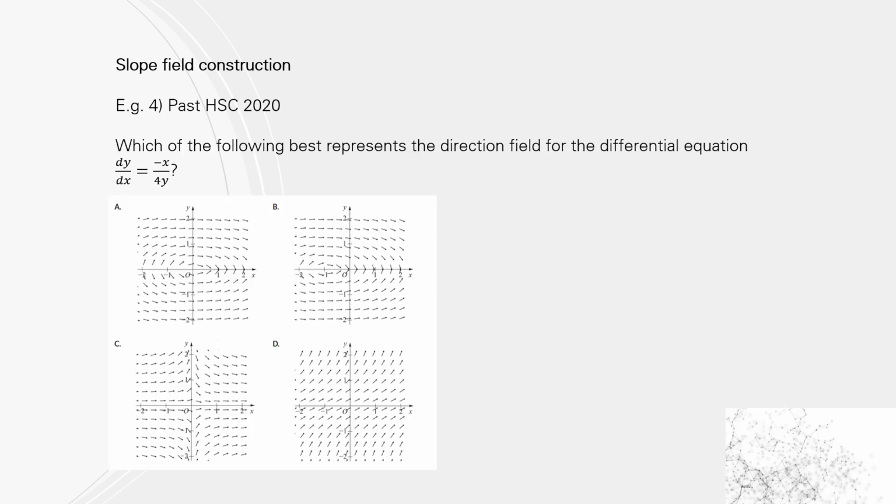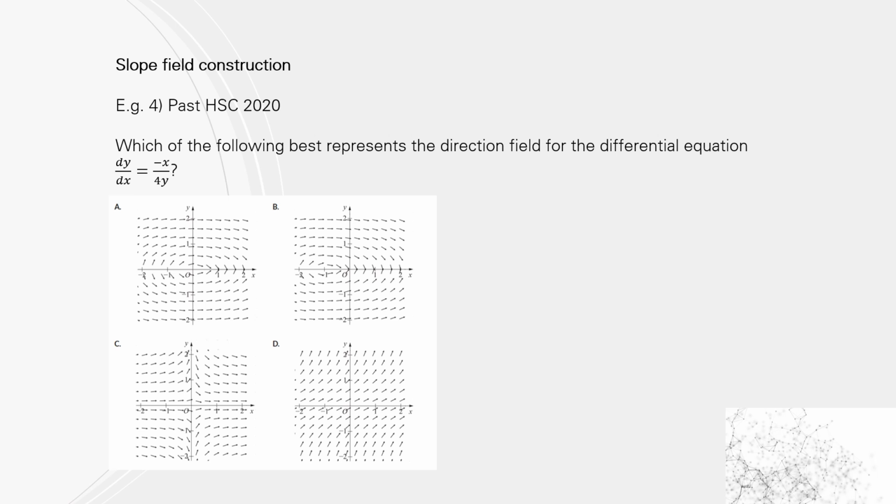For the second one, we just want to know which is the best direction field for all of these. This is out of the 2020 exam. Apologies if this is a little bit small; you might need to zoom in on this. The equation is dy/dx = minus x over 4y.